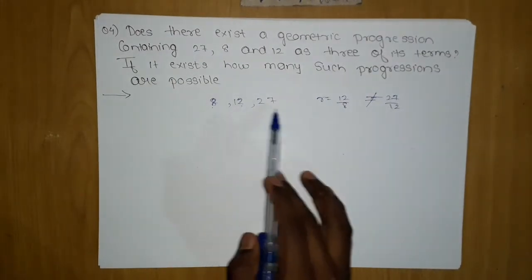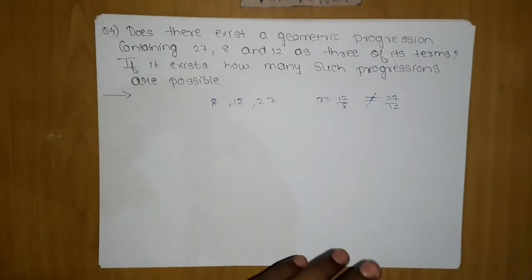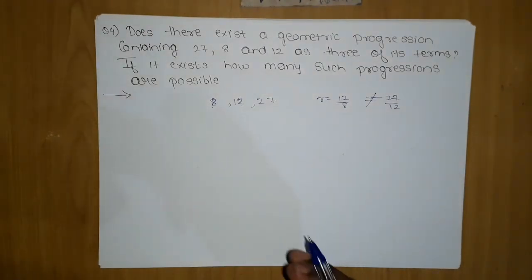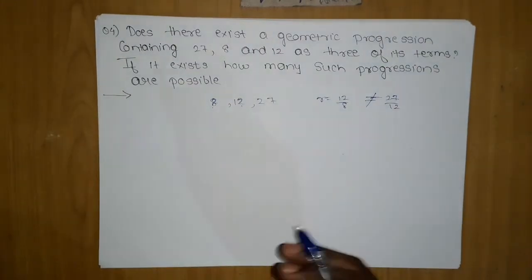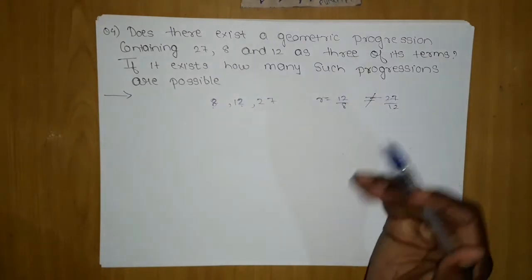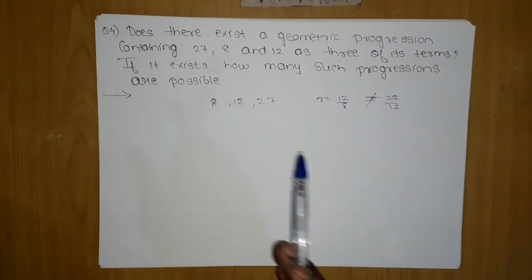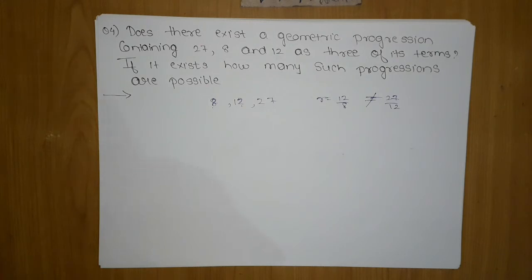Don't take it as A, B, C, because children do that. This is the problem of theory. We teach you that if A, B, C are in GP, then B by A and C by B should be equal, and now they consider it as A, B, C and apply that condition, and they get confused why it is not equal. Because they are telling clearly that these are 3 of its terms. They have not mentioned that they are the starting 3 terms. If it is a GP, how many such progressions are possible? We want to find how many such progressions are possible.